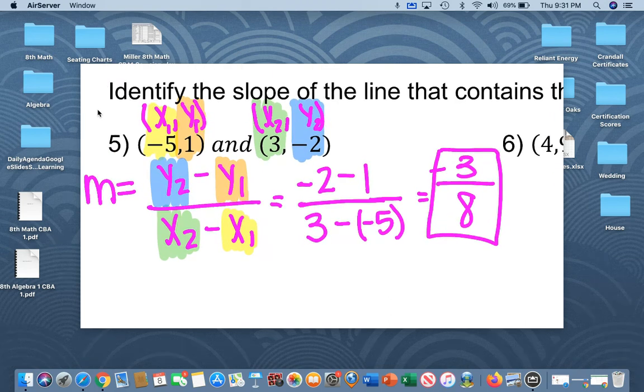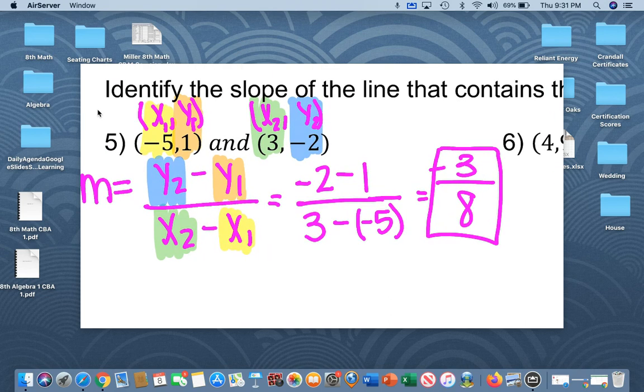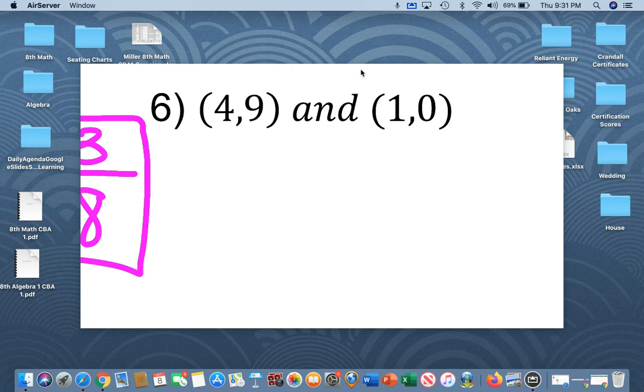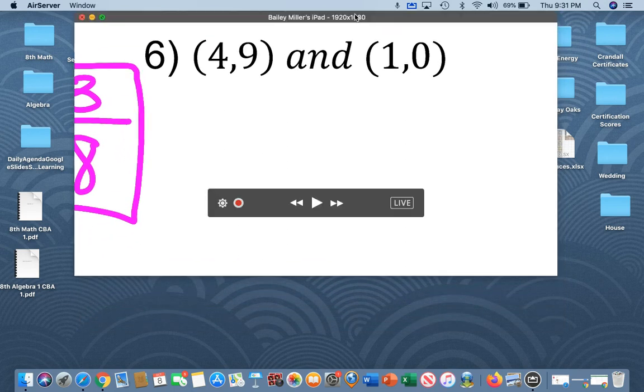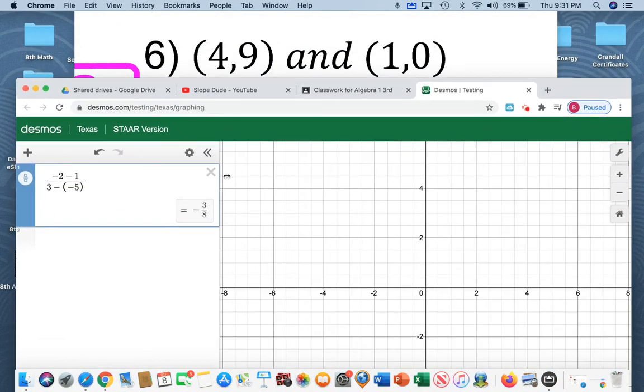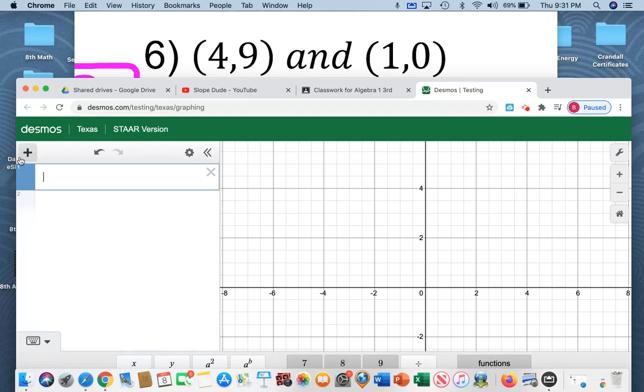Now, there's a really cool way to do it on Desmos where you don't have to do any of this work here. We're just going to use these points that were given to us. So here's what I want you to do. We're going to take our points, go to Desmos, and you're going to hit this plus button right here, and you're going to hit table. Here's our x values, here's our y values. So I'm going to put my x values in first. 4, 1 are my x values. Then I'm going to match up with my y values. 4's y value is 9, and 1's y value is 0.